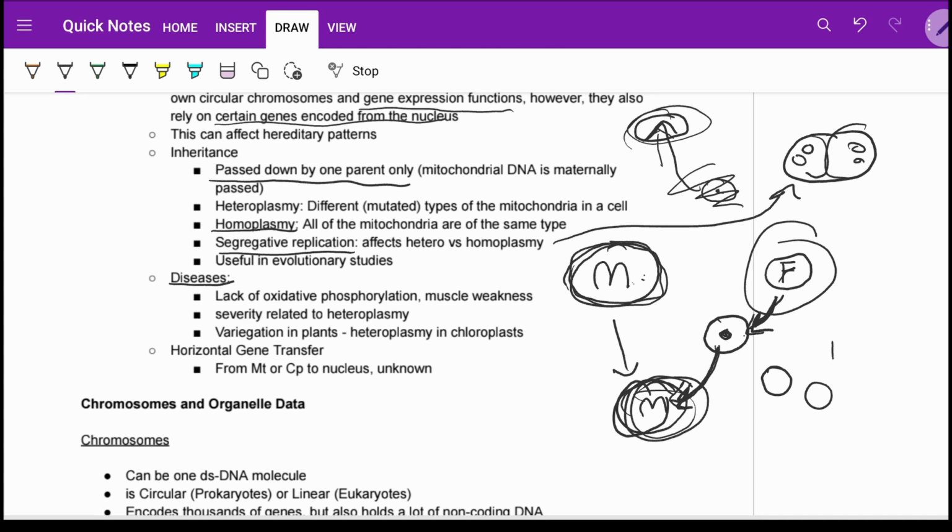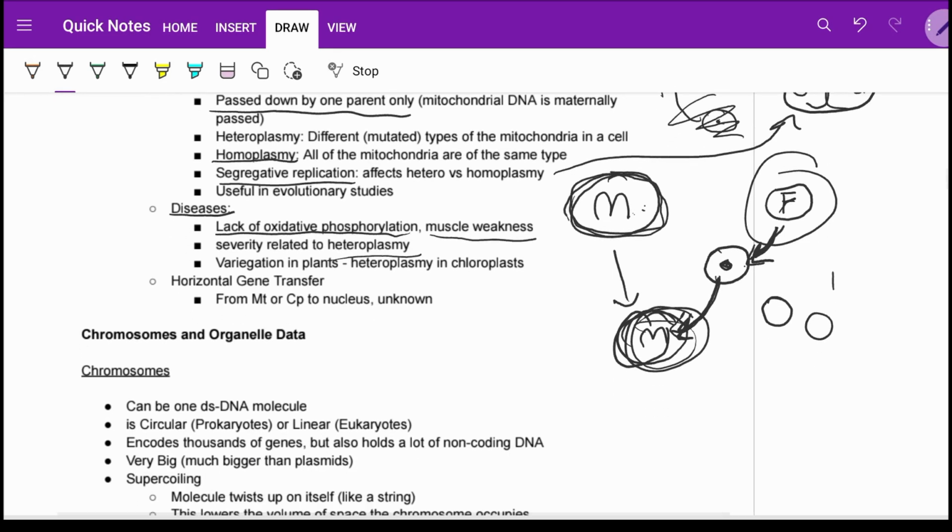Diseases that can happen in humans from mitochondria are usually a lack of oxidative phosphorylation. So if you remember from introductory bio, this is a crucial step in producing the majority of ATP during cellular respiration, which means your body doesn't have energy, and that would lead to muscle weakness. And the severity can also relate to heteroplasmy, because if you only have a few defective mitochondria, maybe it's almost unnoticeable. Whereas if you have all defective mitochondria or a majority affected, then it can be pretty bad. You can have fatigue, stuff like that.